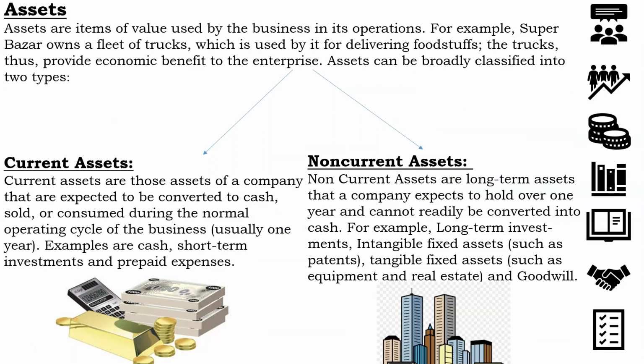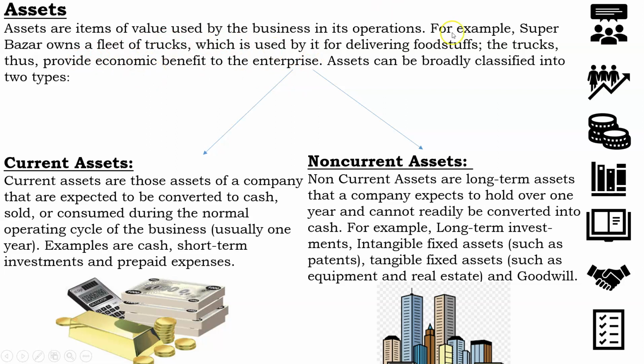Next, assets. Assets are items of value used by the business in its operations. For example, Super Bazaar owns a fleet of trucks which it uses for delivering foodstuff. The truck thus provides economic benefit to the enterprise. Assets can be broadly classified into two types. Now, two main things: anything that is an item of value and provides economic benefit to the enterprise is termed as an asset.